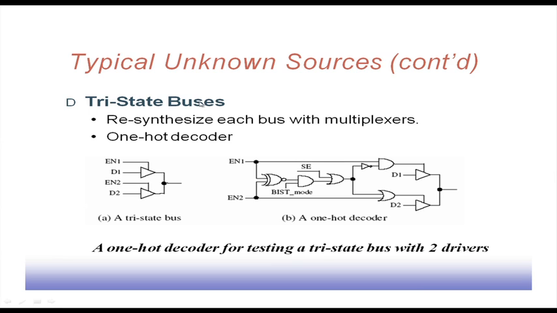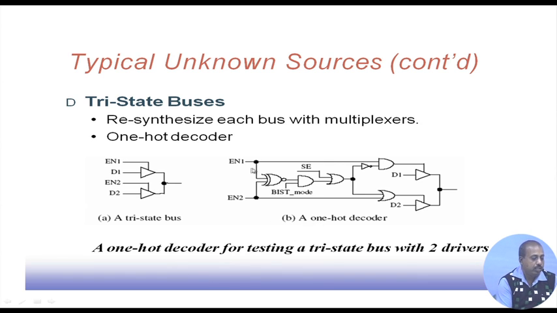Another source of unknown is the tri-state bus. Say this is the situation: one tri-state bus where there are two drivers D1 and D2 and two control signals EN1 and EN2. During normal operation of the system, it is ensured that either EN1 or EN2 is activated whenever we need the content of the bus. However, during test operation it has to be guaranteed that exactly one of them is 1, not both. So this is modified by means of a one hot decoder.